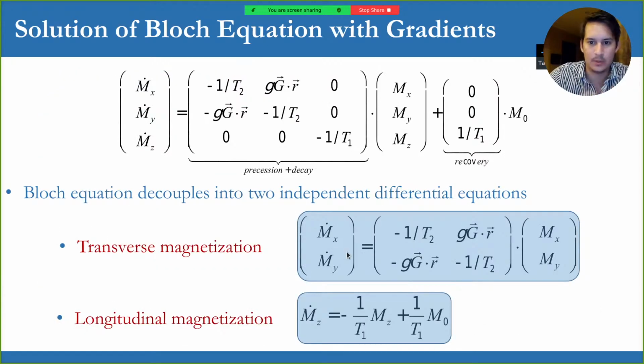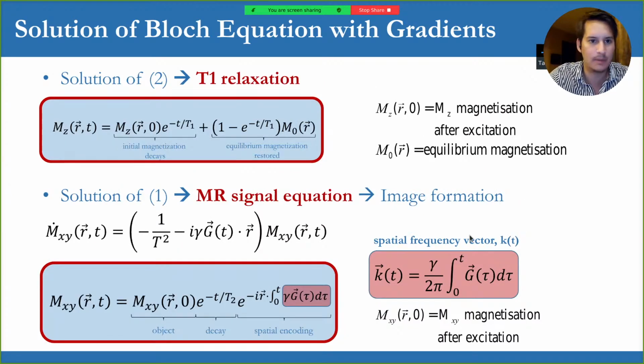Okay, so as you can see here, we still have the dots. So these are differential equations. When we solve them, for the T1 relaxation, we have an exponential recovery where the longitudinal magnetization goes to 0.